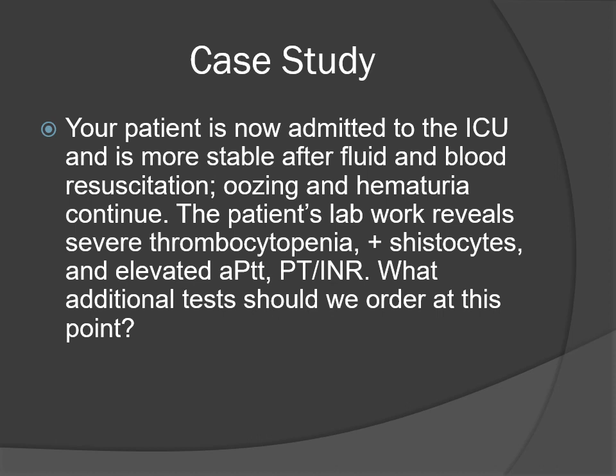So your patient's now admitted to the ICU and is more stable after fluid and blood resuscitation. The oozing and hematuria continue. The patient's blood work reveals severe thrombocytopenia, schistocytes, so we've got lysing of red blood cells, and elevated clotting times. So what else might we order at this point? Just based on this, this all again speaks to DIC, because what mostly helps us differentiate this from TTP is that this patient has elevated clotting times and they have a risk factor for DIC, the sepsis.